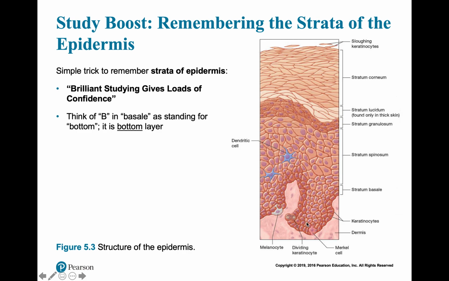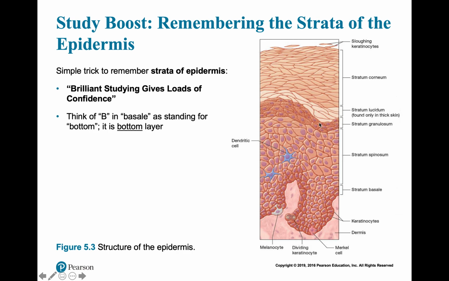All right, this is just a way to learn the layers, so it gives you this brilliant studying, gives loads of confidence. Brilliant, so B for stratum basale, down here, undergoing mitosis, very close to the blood supply, super metabolically active. Studying, the S means stratum spinosum, the thickest layer, lots and lots of layers of keratinocytes, just being keratinocytes, starting to fill up with keratin.